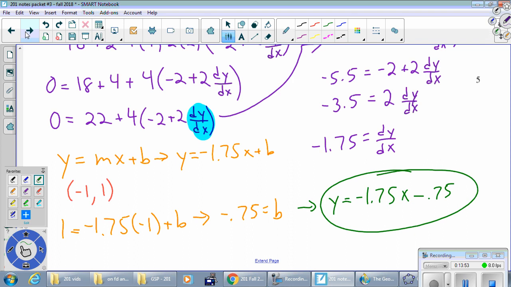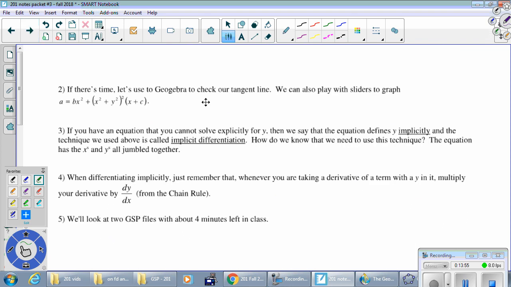All right, so on the next page, it says if there's time, we're going to use Geogebra to check our tangent line, and we could maybe even play with some sliders to graph this thing, which is a more general version of the equation we started with on the previous page.